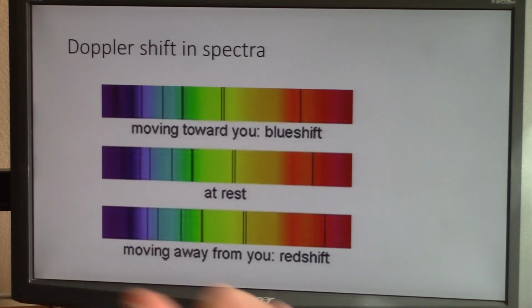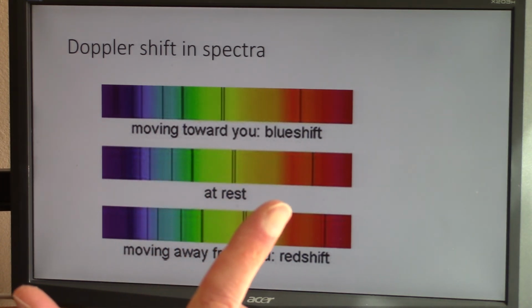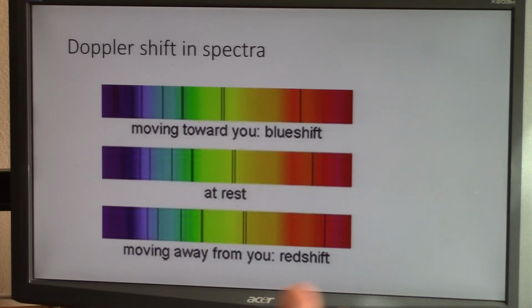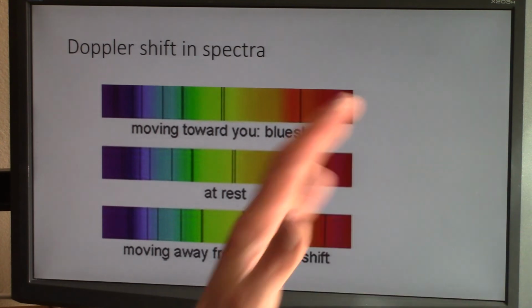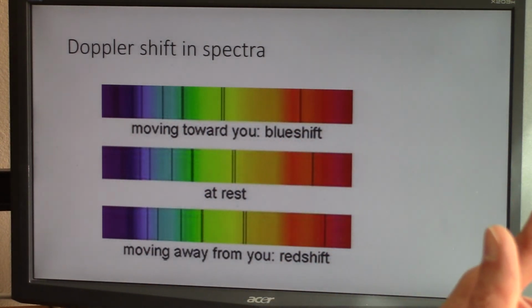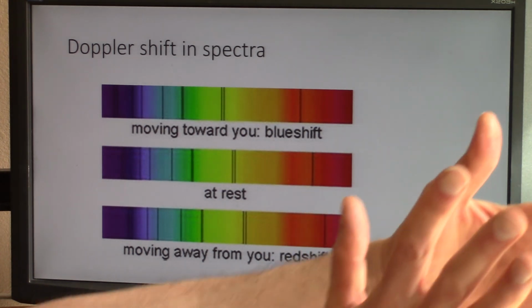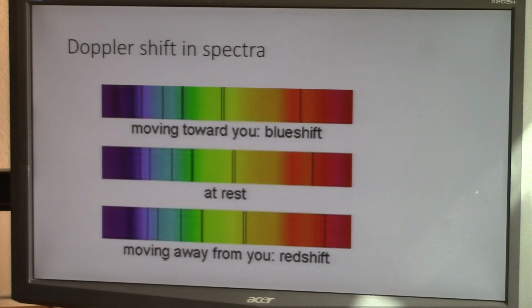We can tell the substances that are in the stars. We can tell the temperature of the stars. We can tell the movement of the stars. Now the star has to be moving towards us or away from us in order for this to happen. If it's moving side to side, that doesn't work. But if it's moving at an angle towards or away, well, we can figure that out using trigonometry, which we're not going to get into here. But that's not hard to do.